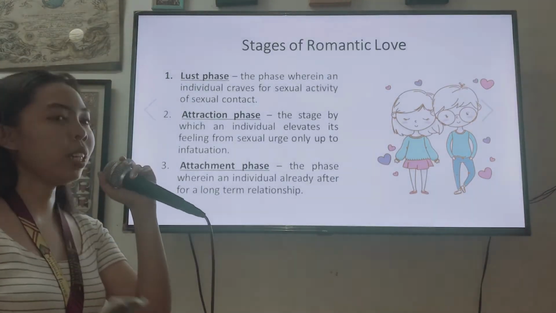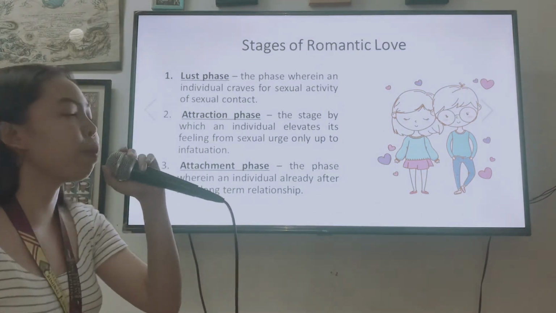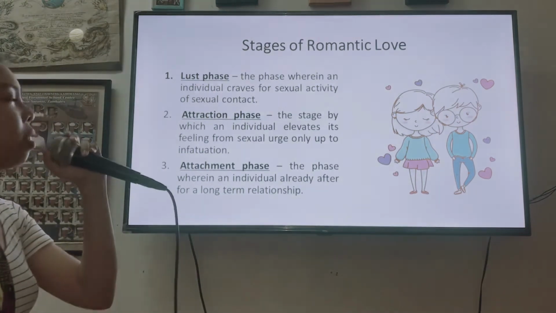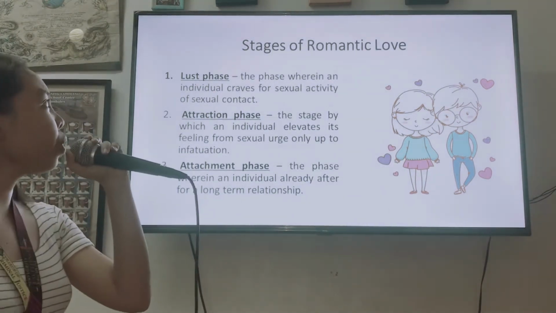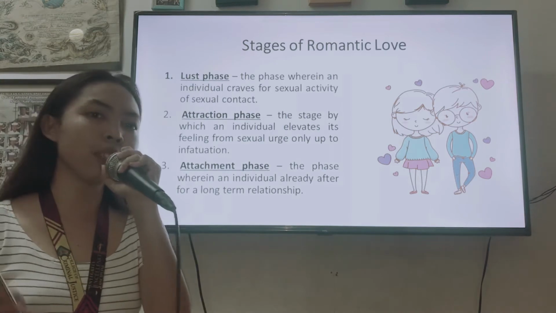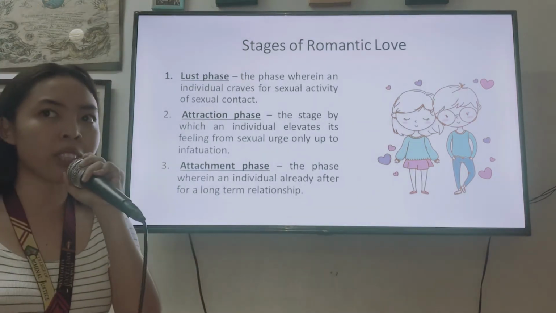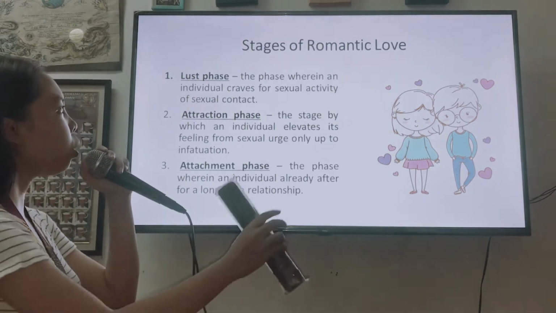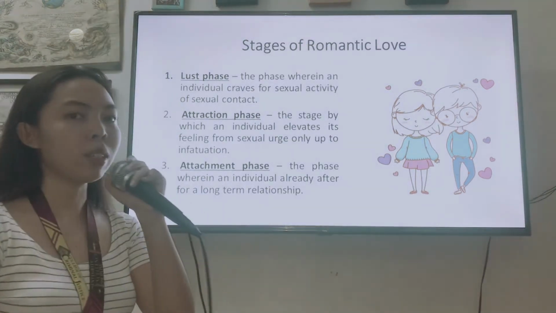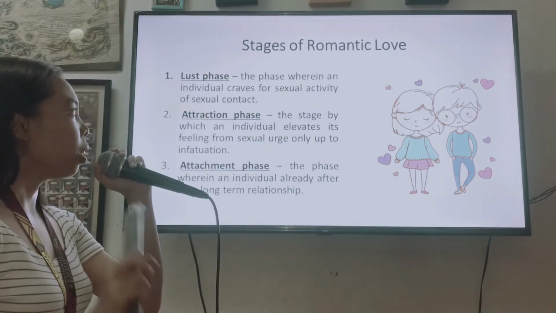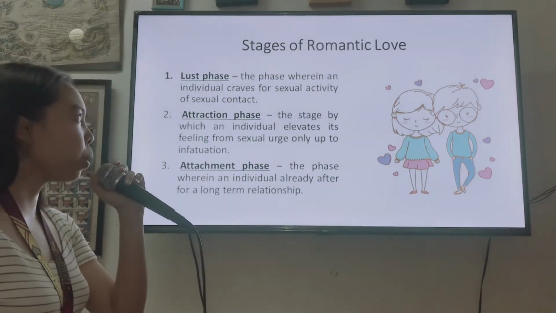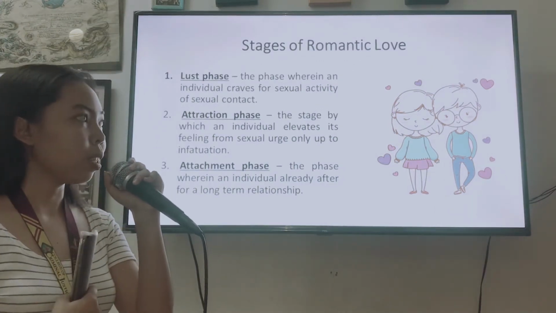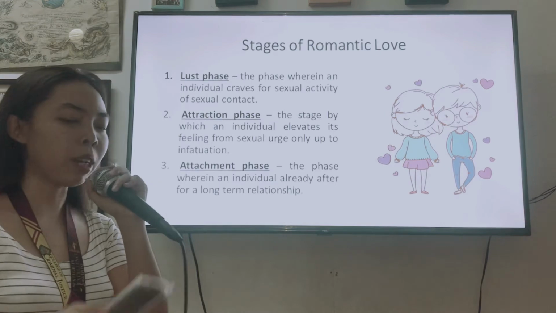So, in emotion, we have the stages of romantic love. First is the lust phase. This is the phase wherein an individual craves sexual activity or sexual contact. We focus on the words sexual activity. There's no love yet. It is a phase where the person wants to have sexual activity with his or her partner.